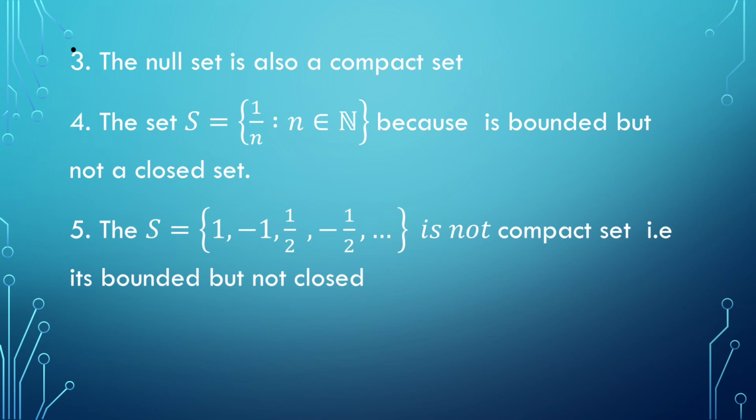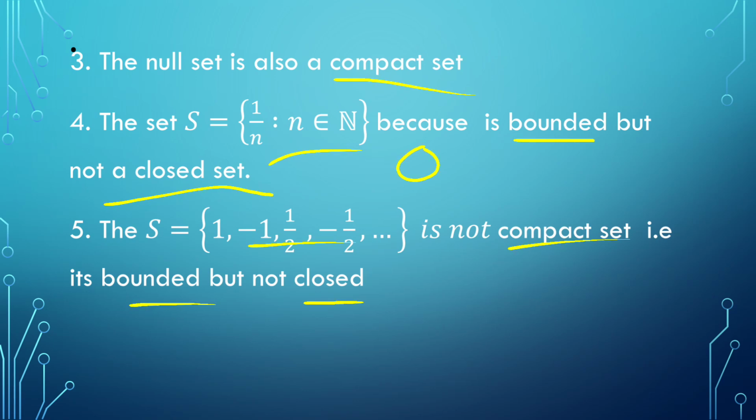Another example is that the null set is also a compact set. That's obvious because you have a cover which is empty, and the subcover is also an empty set. And then for the set S, we know this is bounded, but we're saying it's not closed. The reason being one of its limits, which is particularly 0, is outside of it, not inside the set. Then this set is not a compact set. It's bounded, but it's not closed, because it has 0 as a limit point which is not inside the set.